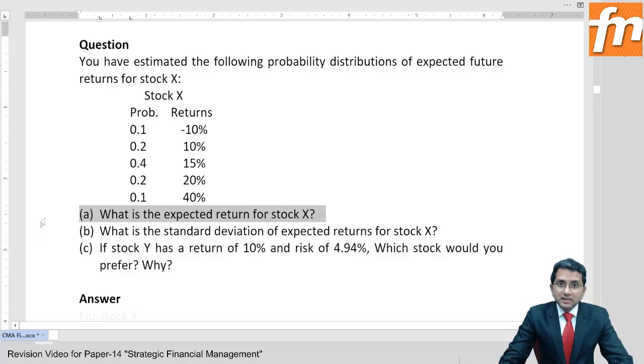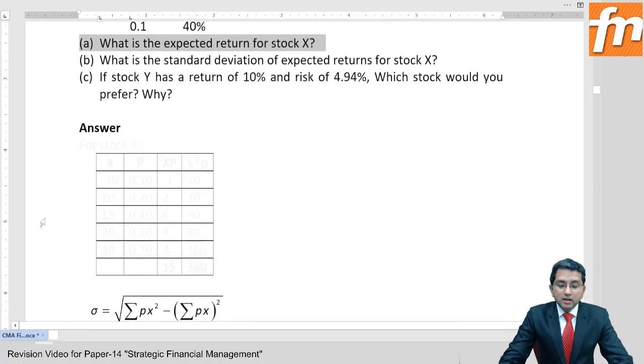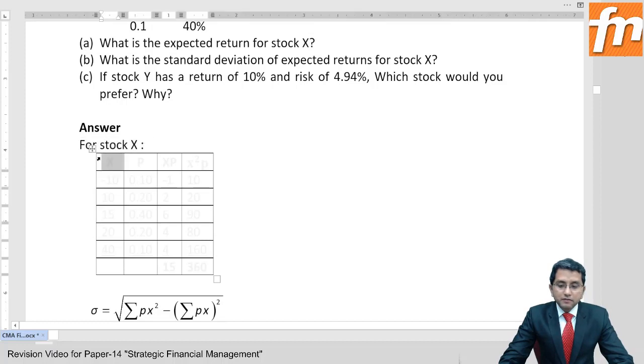So, in the previous example, we have seen about the historical data handling. Now, let's check about the forecasted data handling. So, first I note down the probability and return on X. Return is -10, +10, 15, 20, and 40. Probability is 0.1, 0.2, 0.4, 0.2, 0.1.